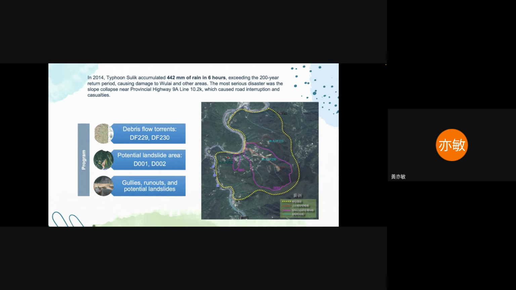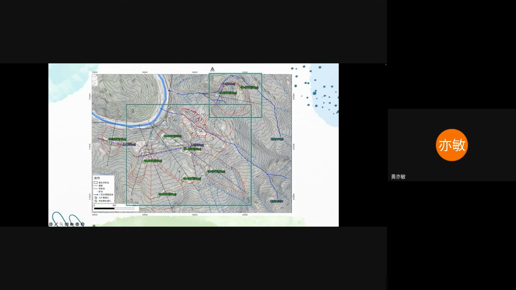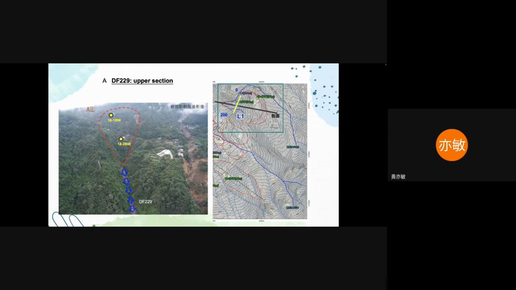So this is an example I worked with a few years ago. We tried to monitor the landslide area for a village in northern Taiwan. Here is the geology and also the terrain map of this village. We have two potential debris flow torrents here, but what we worry about is that we have different potential landslide areas. We have three major landslide zones, A, B, and C. For different zones, we have different considerations, and we set up different sensors on each landslide zone.